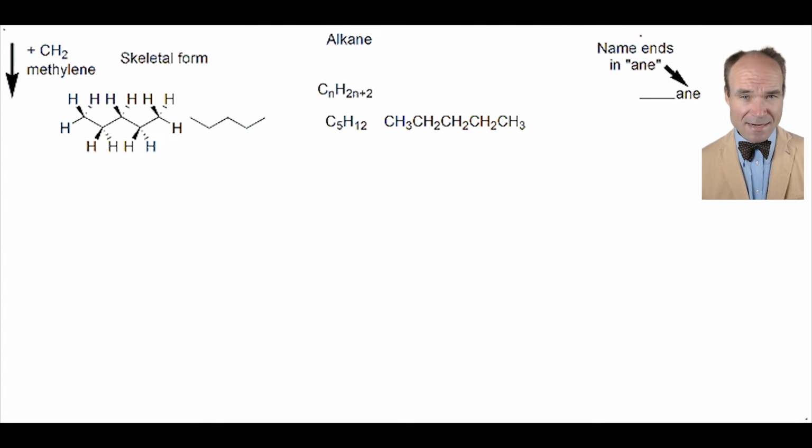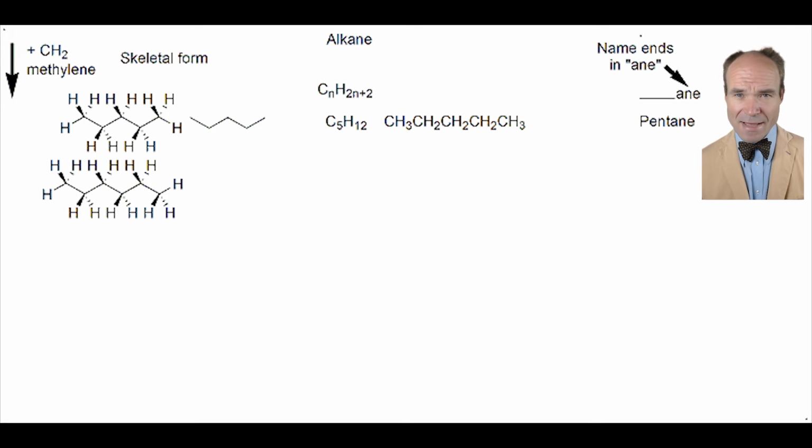And finally, we need to name the molecule. It's going to end in ane because it's an alkane. Pent is how we indicate 5 carbons. So this molecule is pentane. We go from there to add yet another carbon in the form of a methylene CH2. Here we have our 3D depiction of all the hydrogens. This is the skeletal form.